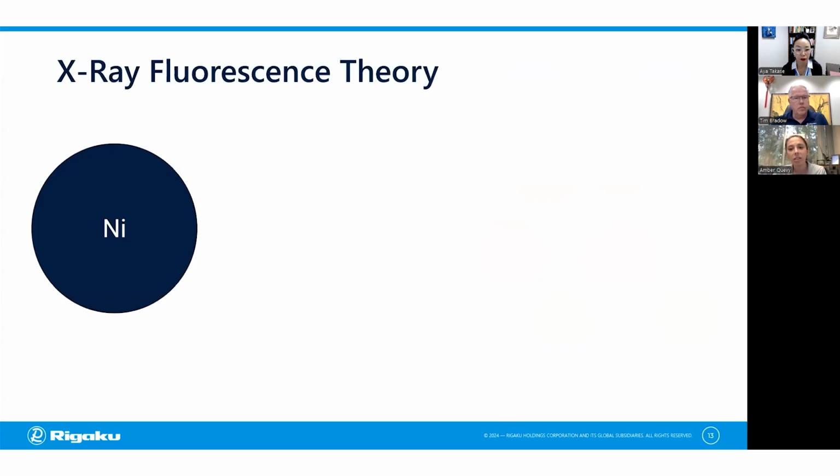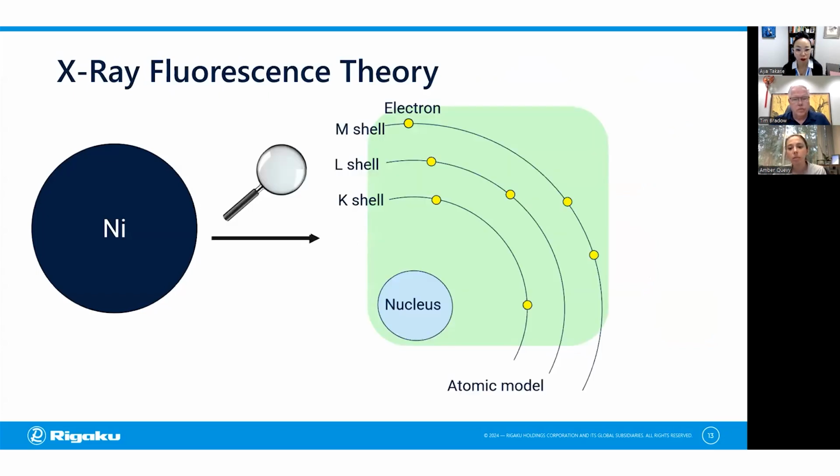So we'll begin this by discussing the theory of X-ray fluorescence. To understand XRF theory, we'll take an atom of nickel and we'll look at its atomic structure. We all remember learning about atoms in school. Here's the center of the atom, the nucleus, surrounded by electrons in their respective shells.